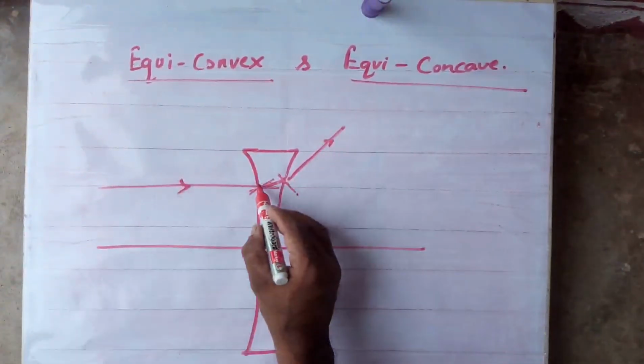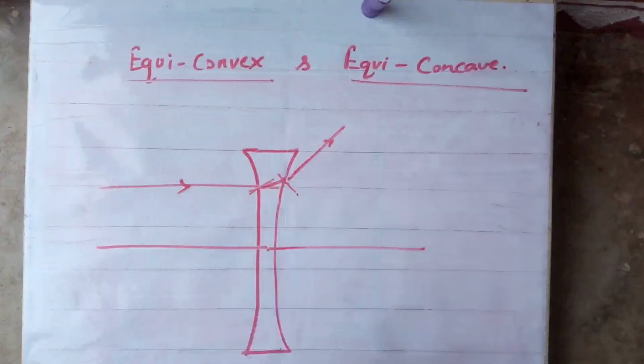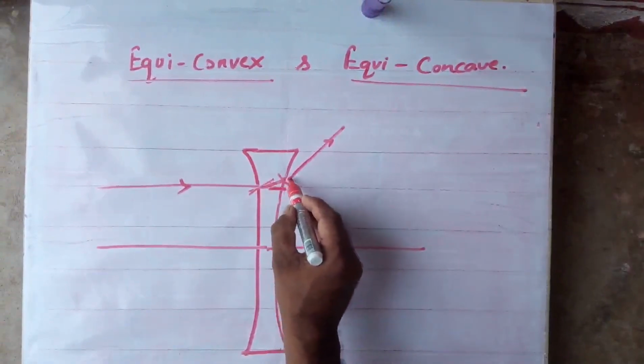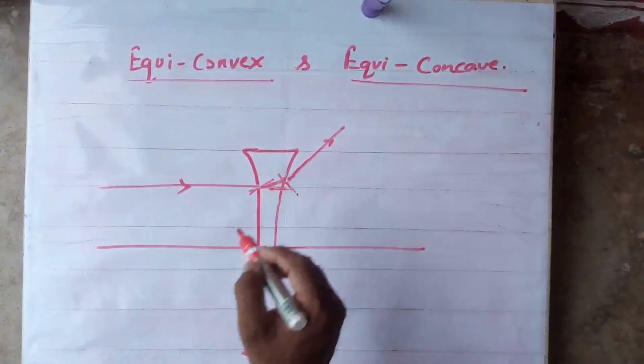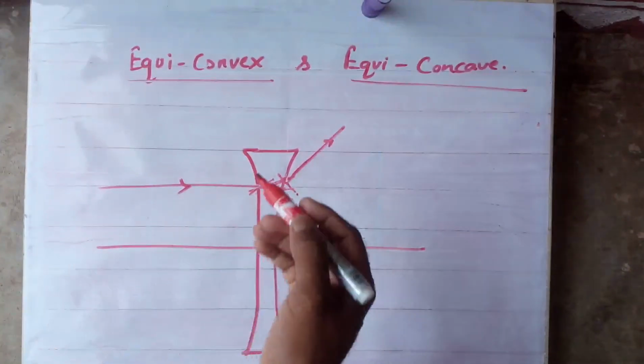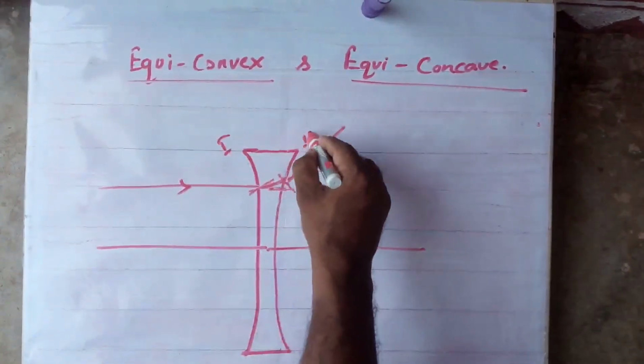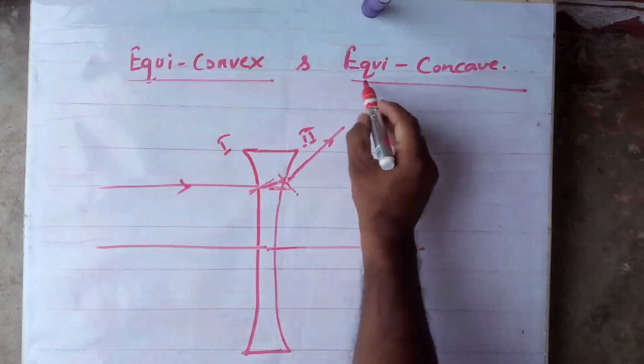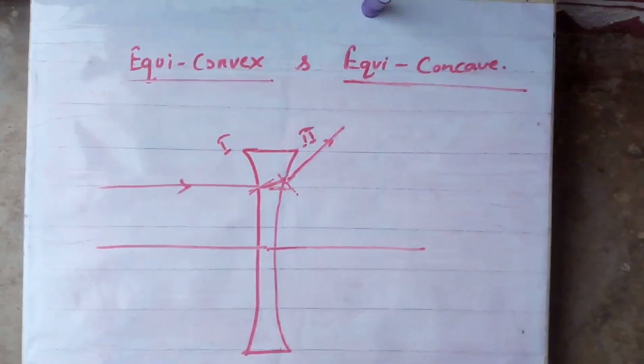Both surfaces: the first surface also takes the ray away from the principal axis, the second surface takes it again away from the principal axis. Here also the total deviation of the ray is the sum of the deviations at the first surface and the second surface. Clear? Hope I am clear. So that's why it is called an equiconcave lens.